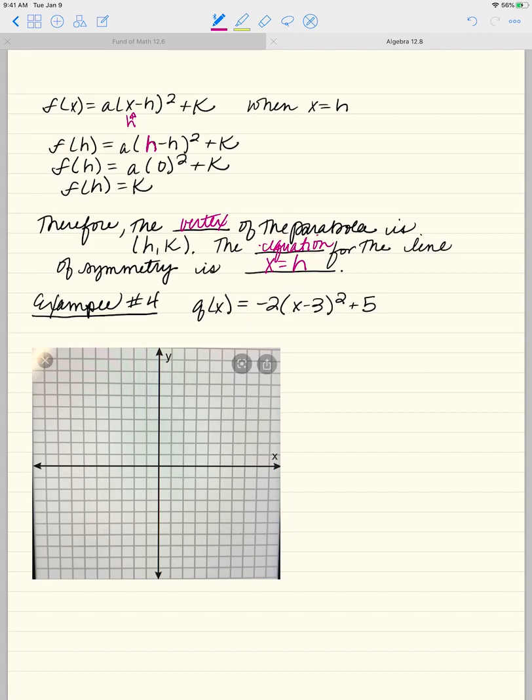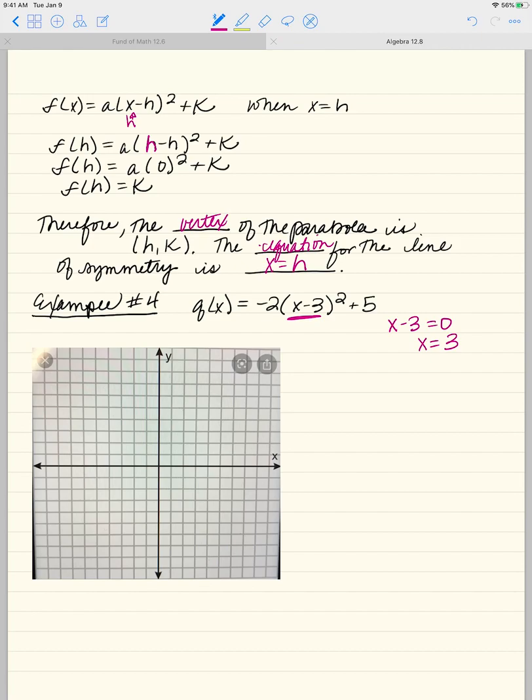First thing we want to do is find the vertex, okay? That vertex will also help us figure out the equation for the parabola's line of symmetry. To find the vertex, remember we take the expression within the parentheses and set it equal to 0, and that gives us the x coordinate. So x minus 3 is equal to 0, add 3 to both sides, x is equal to 3.